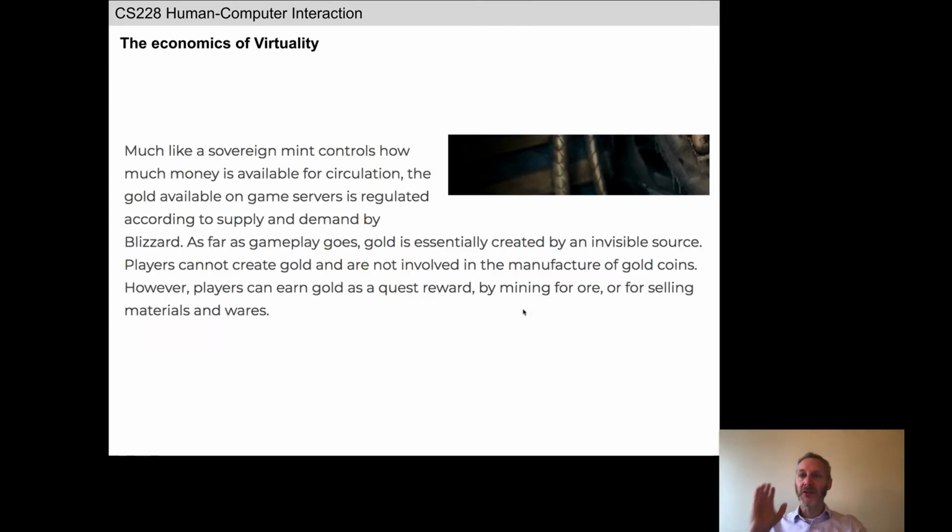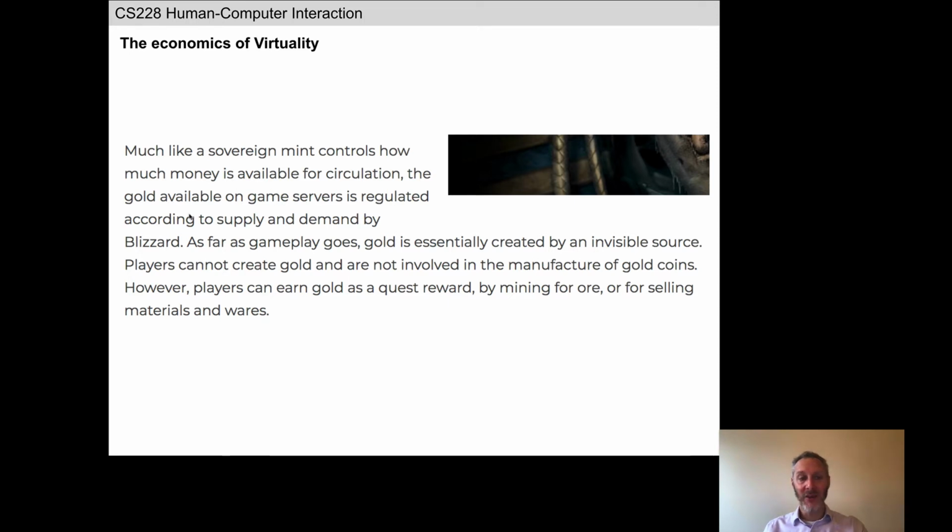Okay, so we talked a little bit about education, a little bit about the law. Let's now talk a little bit about the economics of virtual reality. As we started this lecture, there is huge amounts of real, not virtual money to be made in virtual worlds. Here's an example from World of Warcraft, where there is something like a sovereign mint that controls how much money, or in the case of World of Warcraft, how much gold is generated and available for circulation.